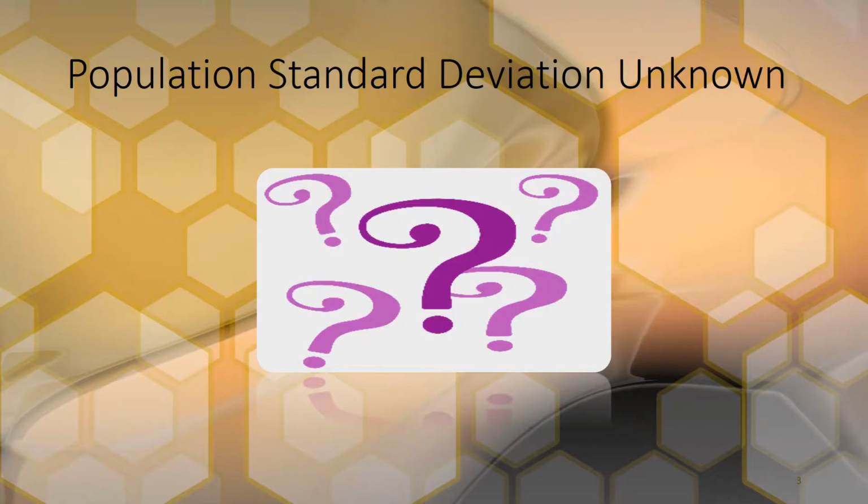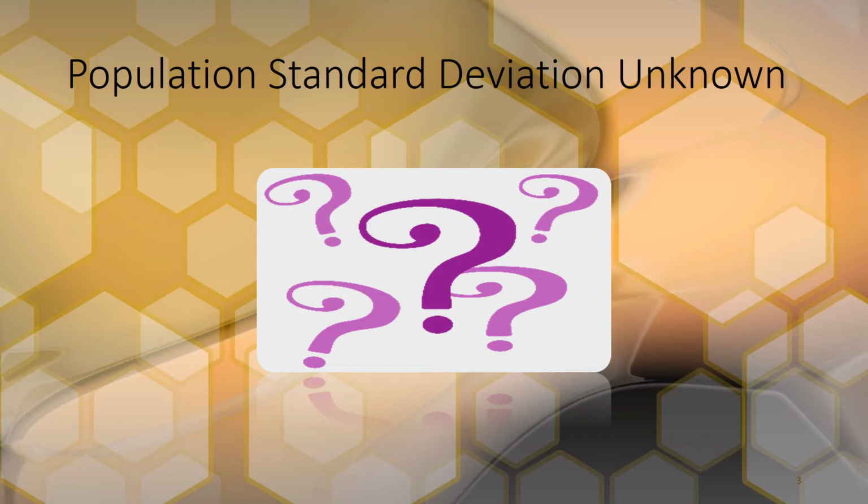When we use a z distribution, we have the population standard deviation. We know it. But what happens if you don't know the population standard deviation? Well, you use a t distribution, which is also a bell-shaped distribution like the z distribution, but it looks a little different, and we'll go over that in a little bit. But when you don't have the population mean and you're trying to estimate it, then you're probably not going to have the population standard deviation either.